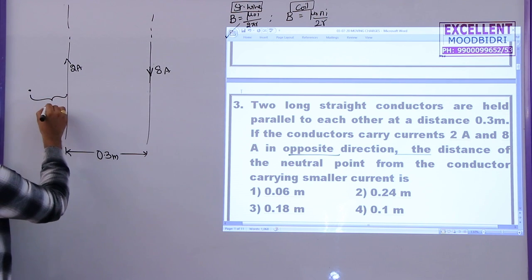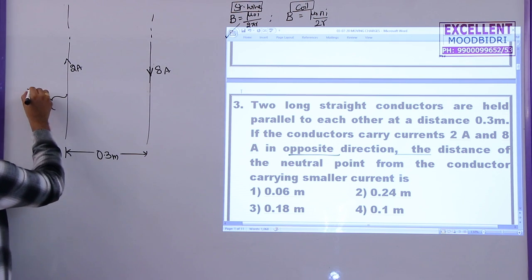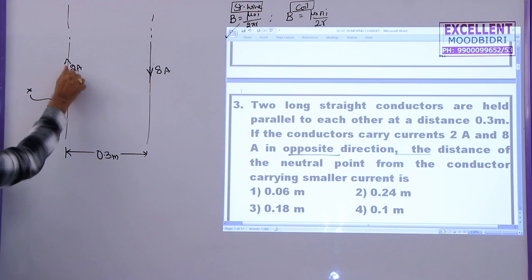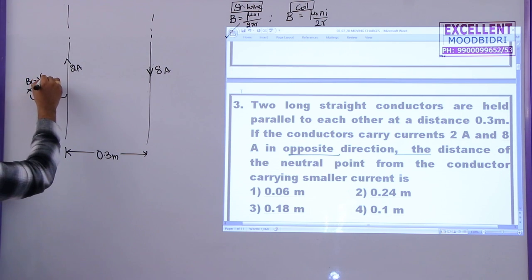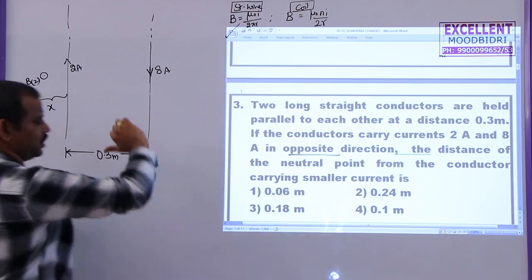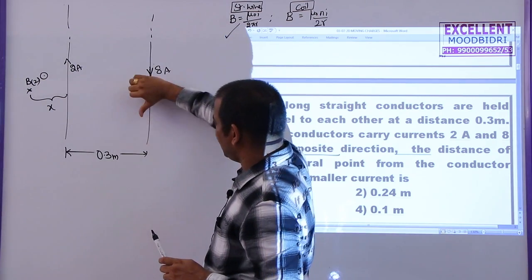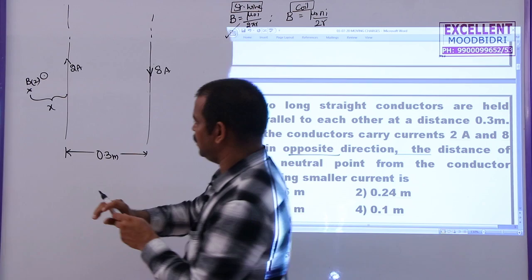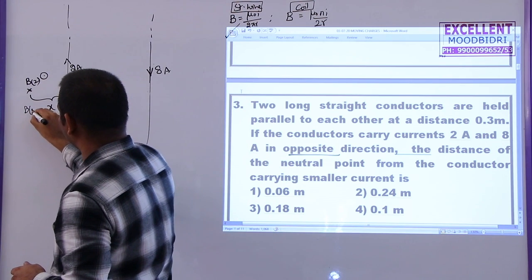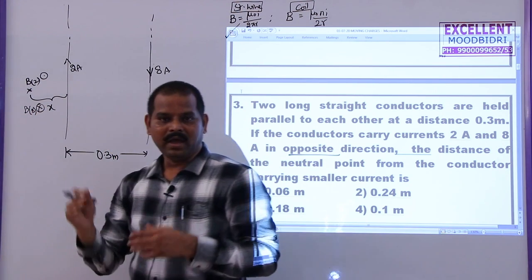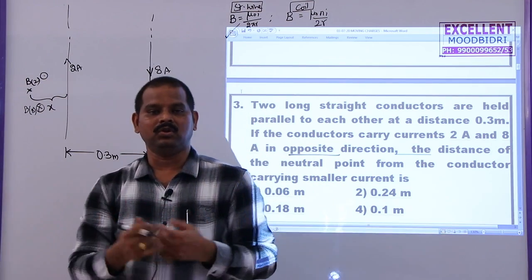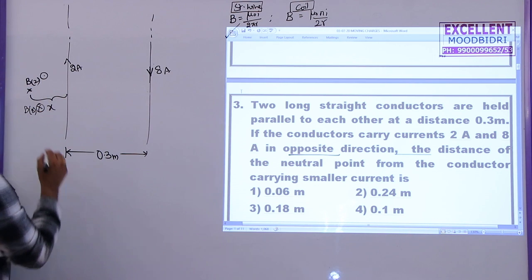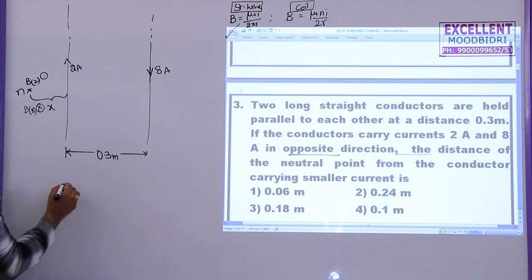Let us say this distance is x, and now at this point, this current which is carrying 2 amperes will produce a field outside. So this is B due to 2 amperes which is outside. But what about this current? Due to this 8 amperes, the field here will be inside. So B due to 8 amperes current will be inside. As these two are acting opposite to each other, the net field may become 0. So let us say at this point the net field is 0. So let me take this point as the neutral point.